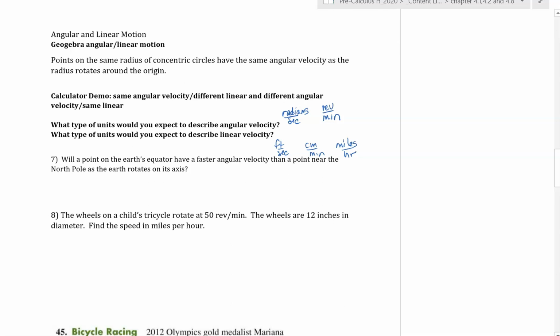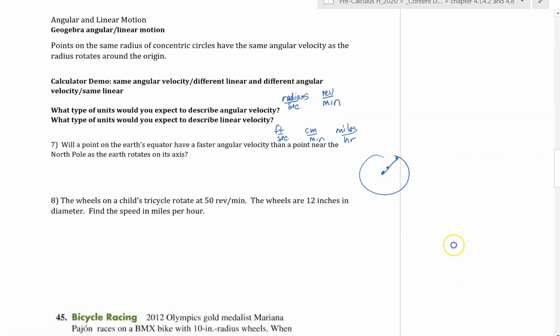So if I asked you, will a point on the Earth's equator have a faster angular velocity than a point near the North Pole as the Earth rotates on its axis? And you would say, no. Right? The angular velocity would be the same. Okay, so we're going to do problem number 8.